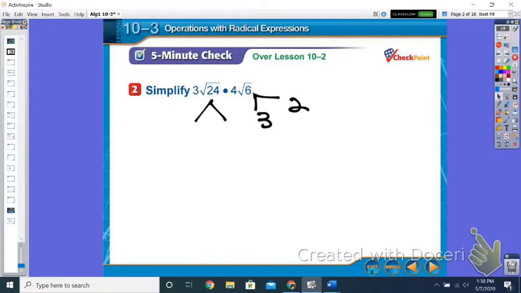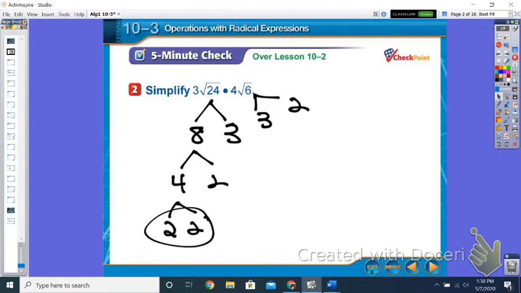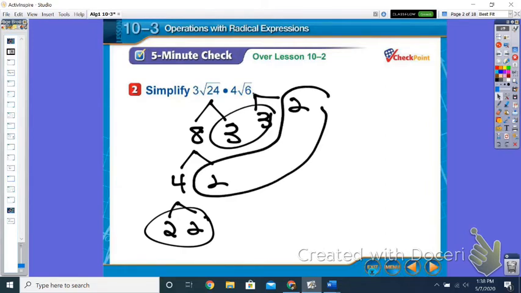So 6 is just 3 and 2. 24 can be 8 times 3. 8 is 4 times 2, and 2 times 2. So we have a pair of 2's there, a pair of 3's there, and then we have another pair of 2's there. So we have 2 times 2 times 3. 2 times 2 is 4, times 3 is 12, right? So all that gives us 12, and it's out of the radical because everything got paired up.